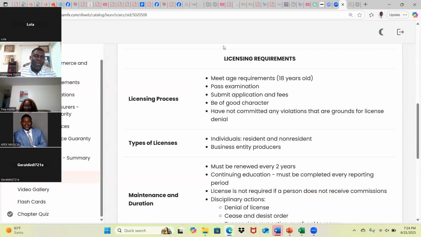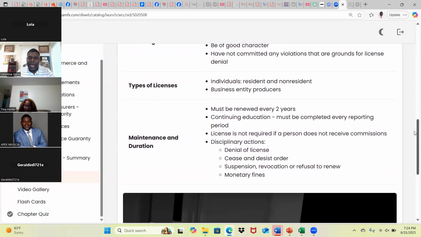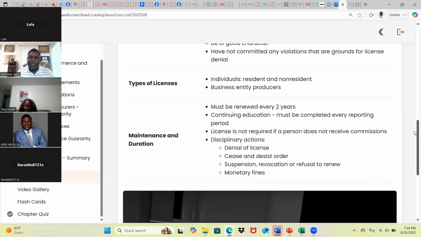Even in the state of Maryland, you had to take the pre-licensing exam, pass it, download a certificate, and use that certificate to register for the licensing exam. No longer is that the case. The state of Maryland did away with that requirement.